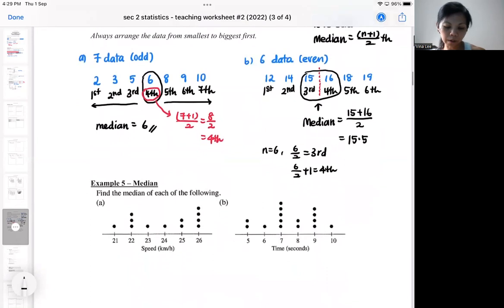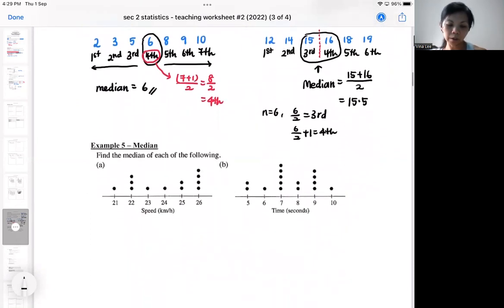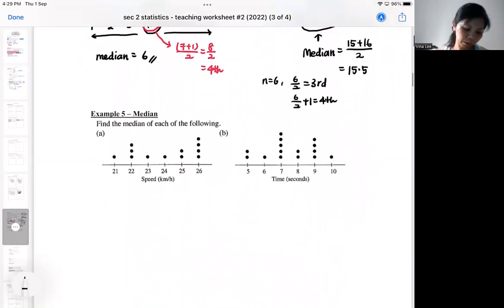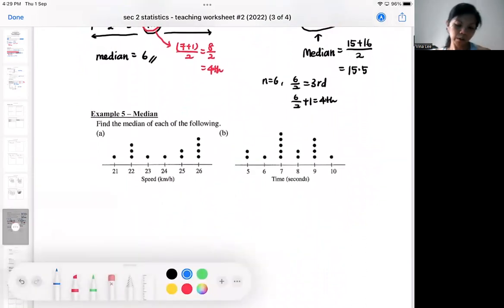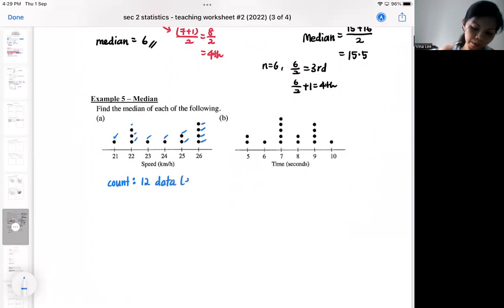Okay, so we can try using a dot diagram to explain also. In a dot diagram, the data is already arranged. Because a dot diagram is already arranged, you do not need to arrange. You just need to count. So first step, you count how many data first: 1, 2, 3, 4, 5, 6, 7, 8, 9, 10, 11, 12. So this is 12 data. So 12 data falls under even.